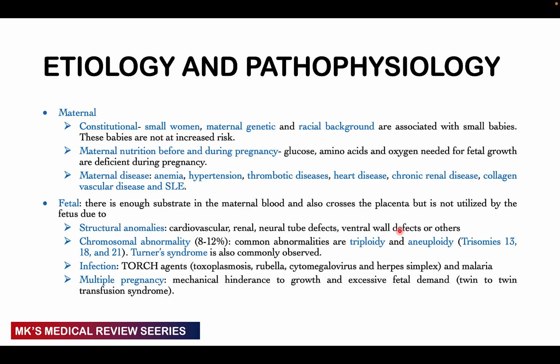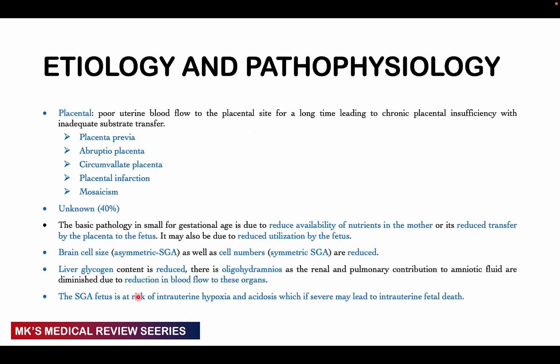You may have infections like TORCH agents. Remember, T for toxoplasma, O for other infections like syphilis, R for rubella, C for cytomegalovirus, H for herpes simplex, and indeed as well as malaria. Then you may have multiple pregnancies. Remember, there may be some mechanical hindrance to growth or excessive fetal demand, the so-called twin-to-twin transfusion syndrome. You may also divide them as placental causes, where there is poor uterine blood flow to the placental site for a long time, leading to chronic placental insufficiency with inadequate substrate transfer.